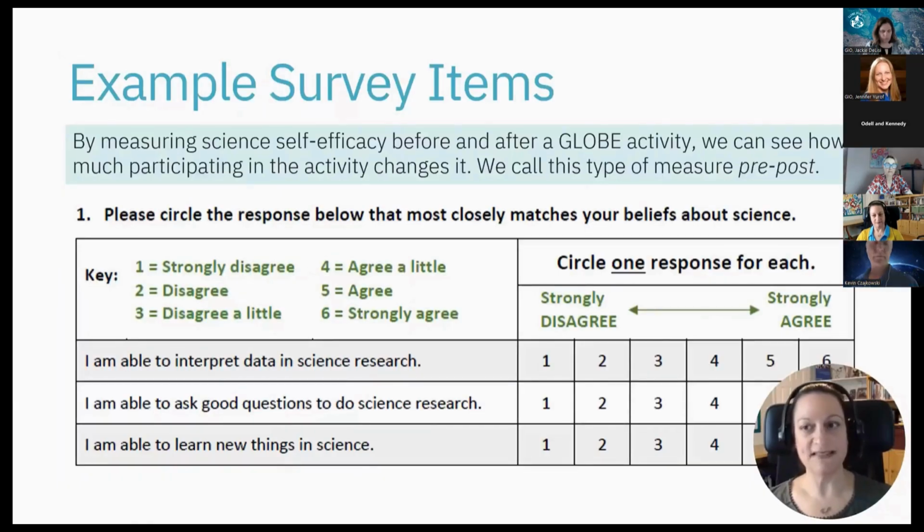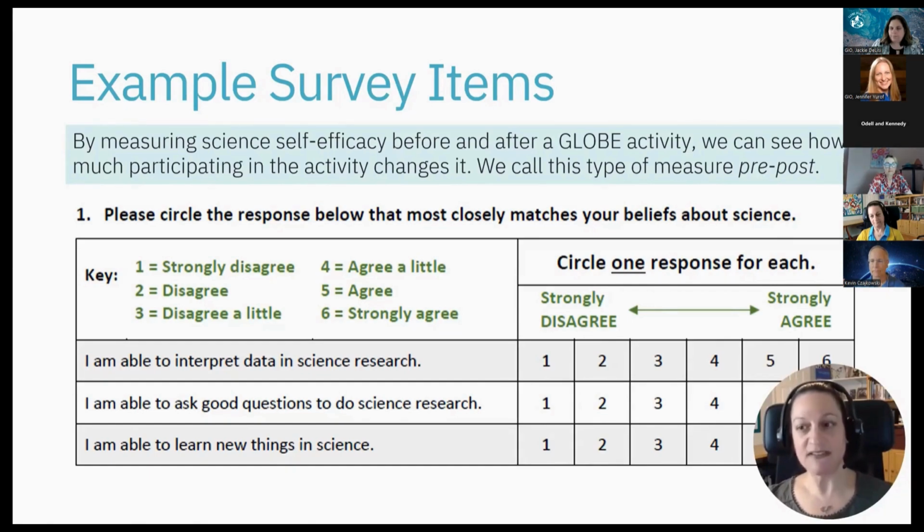So let's say we want to know if and how much a Globe activity influences science self-efficacy. We might do a survey at the beginning and the end of the activity using the same items. Then we can compare the responses before and after to see how they change. We call this a pre-post design, meaning before and after.